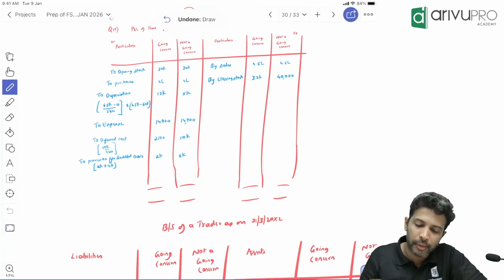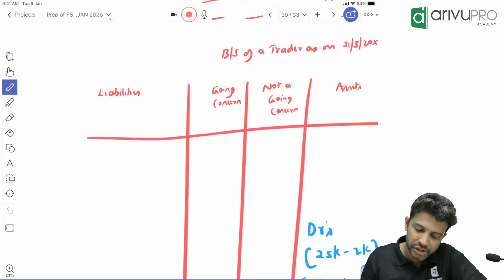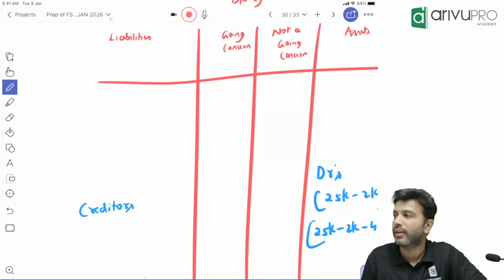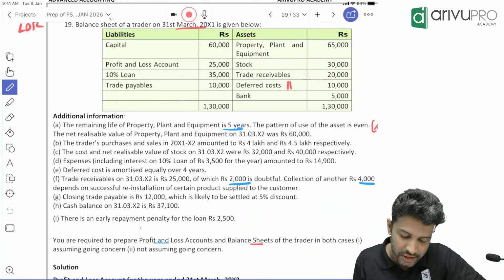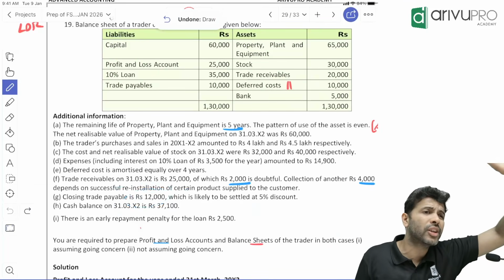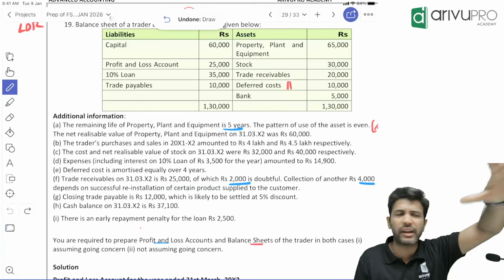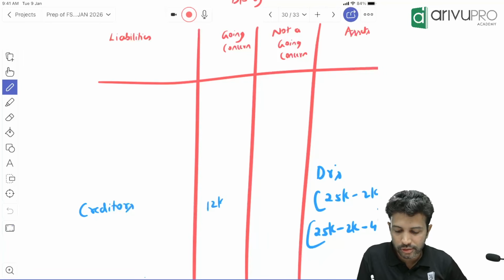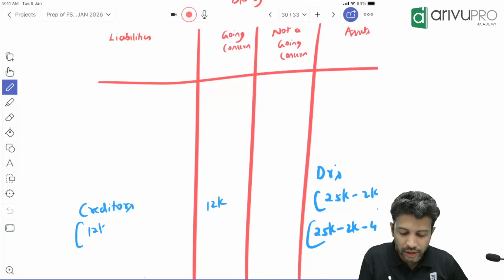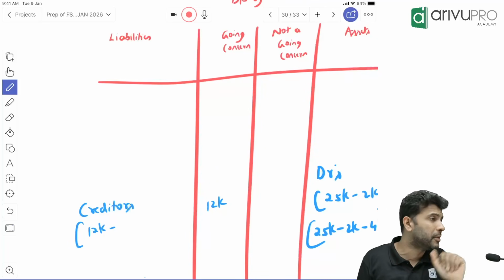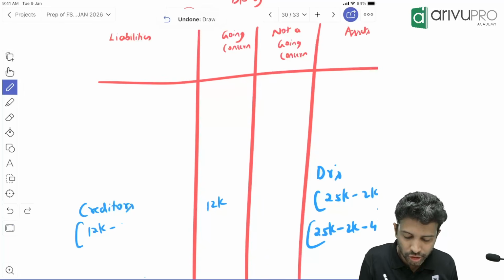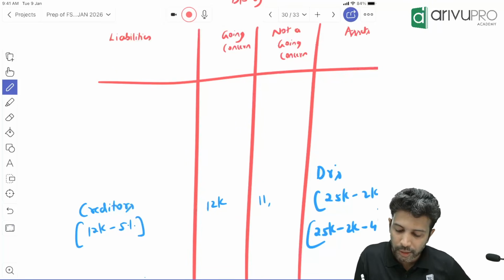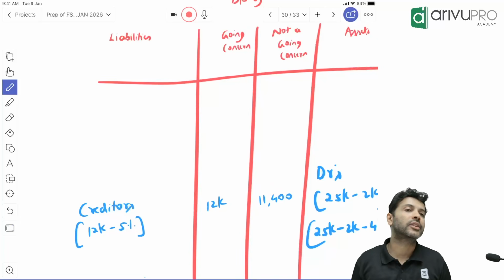Creditor, where will it come? In P&L or balance sheet? Balance sheet. I'll leave 2-3 lines and then write creditors. If the entity is a going concern, then we will pay on the normal date. If you pay on the normal date, will you get a discount? No. That means how much do you need to pay? 12,000. But if the entity is not a going concern, then we'll settle the creditor immediately. In that case, we will not pay the full amount, we get a 5% discount. How much will that be? 11,400.